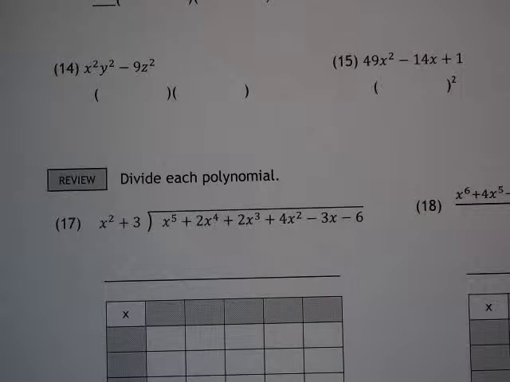Algebra 2, Worksheet 23.2, numbers 14 and 15. I'm going to do both of them in this one video. At number 14, you've got x squared y times y squared minus 9z squared.